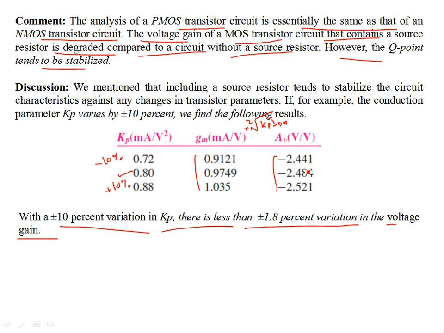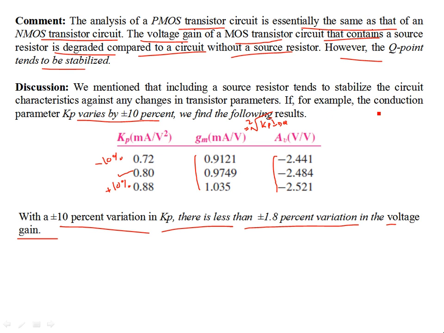All right, so including RS does degrade and reduce your voltage gain, but at the same time it tends to stabilize the voltage gain, even if there is a variation in the conduction parameter KP.